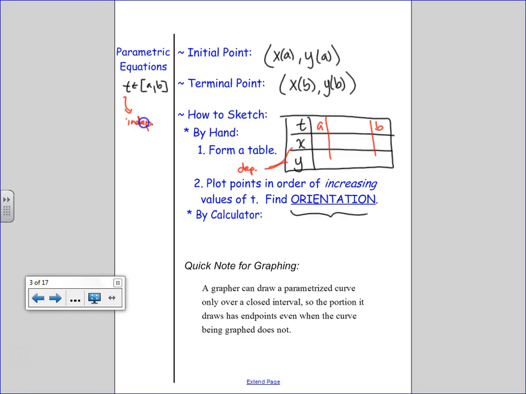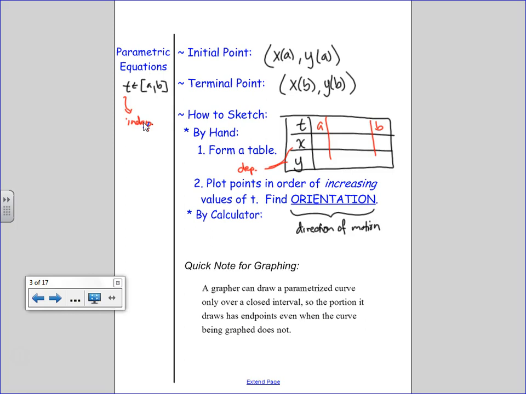The orientation is going to be the direction of movement. So when you're putting the points, sometimes we'll be putting the points, like for our little parabola, from left to right, but maybe we'll be putting the points from right to left. And you put little orientation arrows in order to show what direction the movement is.